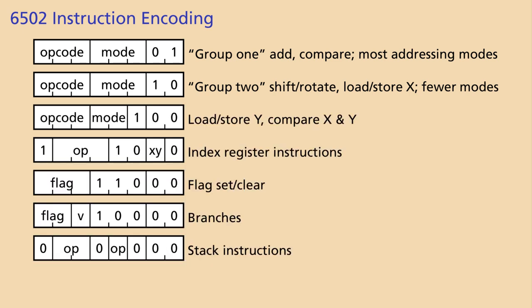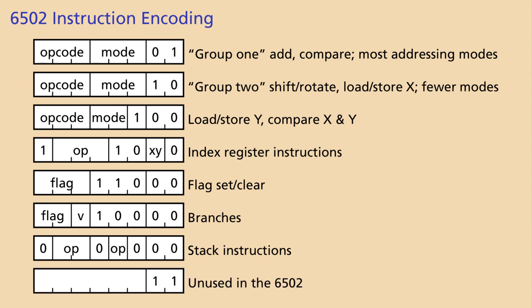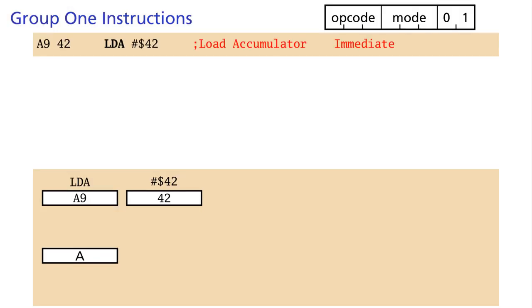The opcodes ending in 00 are more of a mess. There are at least 5 subgroups, including more index register instructions, flag control instructions, conditional branches, and stack instructions. Finally, the original 6502 didn't have any valid instructions that ended in 11. Let's go through the Group 1 instructions in some detail, since they are nearly orthogonal and present us with most of the important addressing modes.